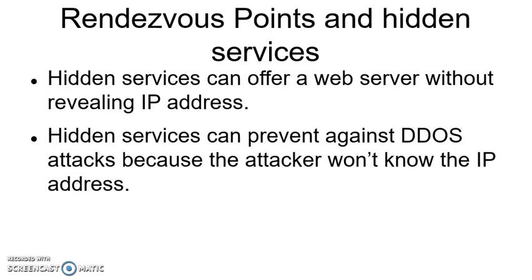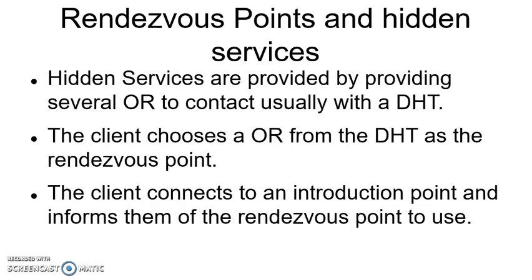The hidden services. Hidden services can offer a web server without revealing IP addresses. Hidden services can protect against DDoS attacks because the attacker won't know the IP address. Hidden services provide several onion routers for a client to contact, and these several onion routers are usually stored within a distributed hash table.